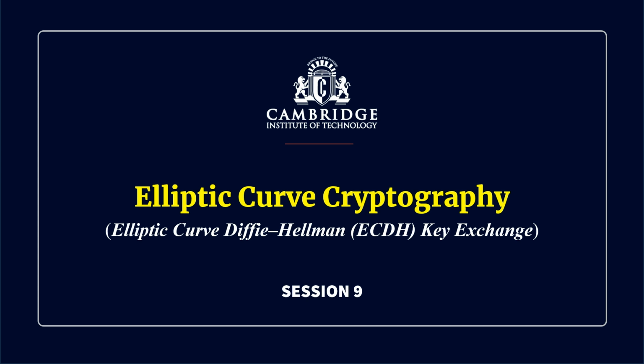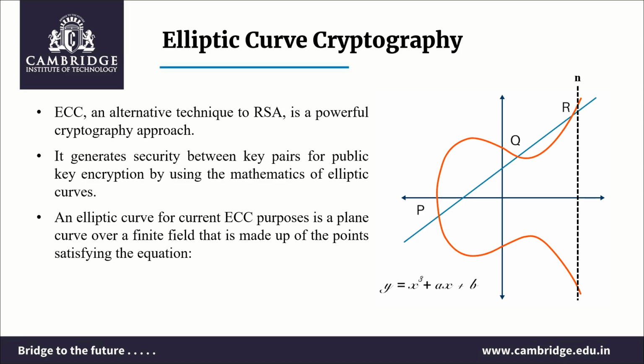As you have already learnt about the Diffie-Hellman key exchange, elliptic curve cryptography also makes use of Diffie-Hellman to exchange the keys. Now let us try to understand the elliptic curve first. This elliptic curve cryptography is actually an alternate technique to the RSA algorithm. We have seen the RSA algorithm, and as we know, its security lies in the factoring of n. How hard it is to factor n, that is where the security of RSA lies.